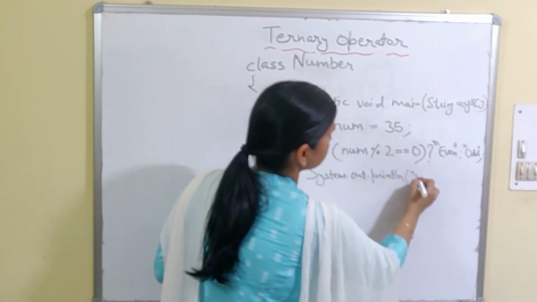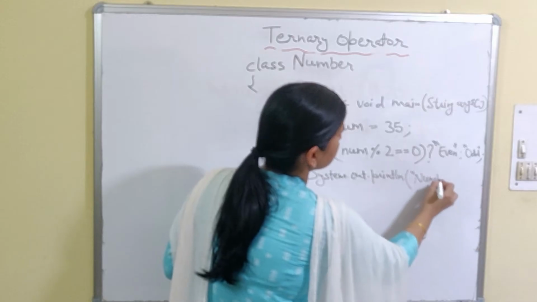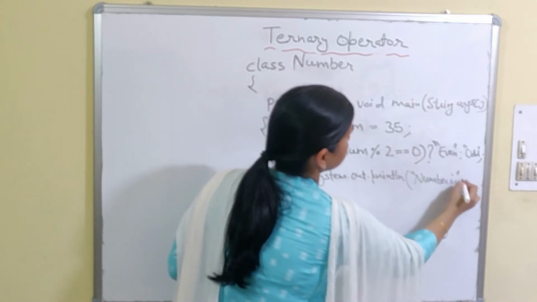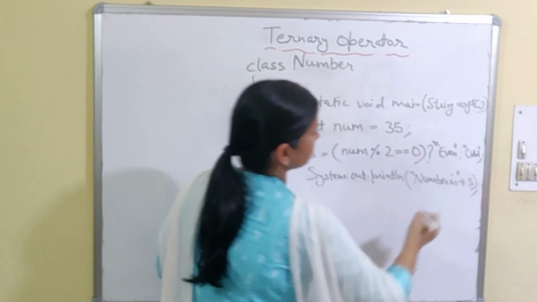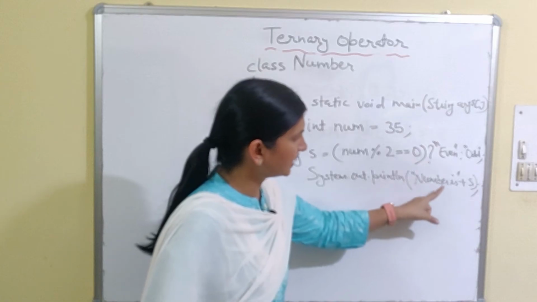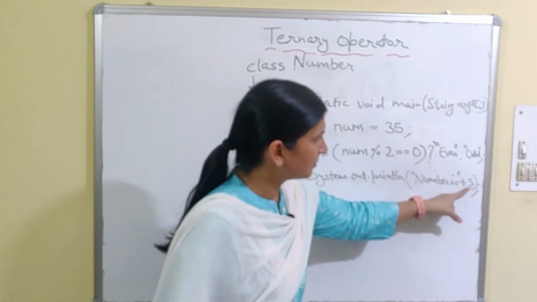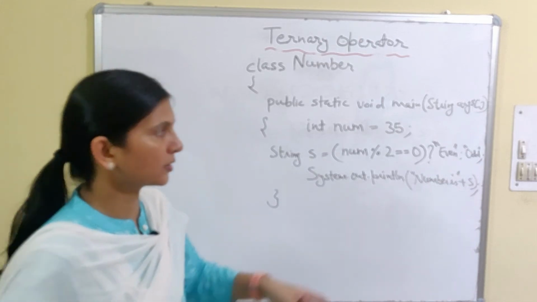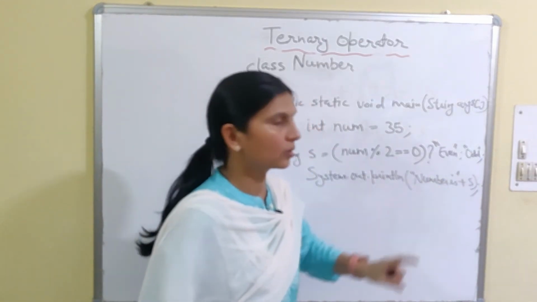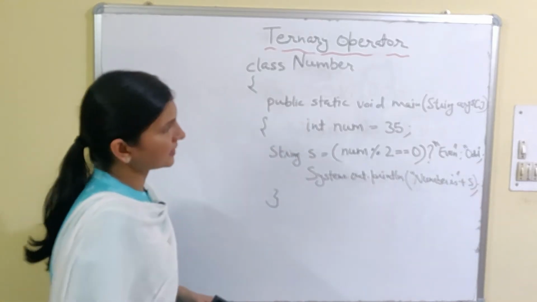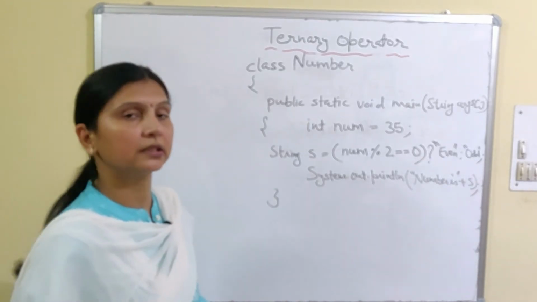Number is S. Fine. System.out.println within inverted comma, number is plus S. Number is odd. Instead of S in output, odd will be displayed. Fine. So that's it. I hope it is clear.